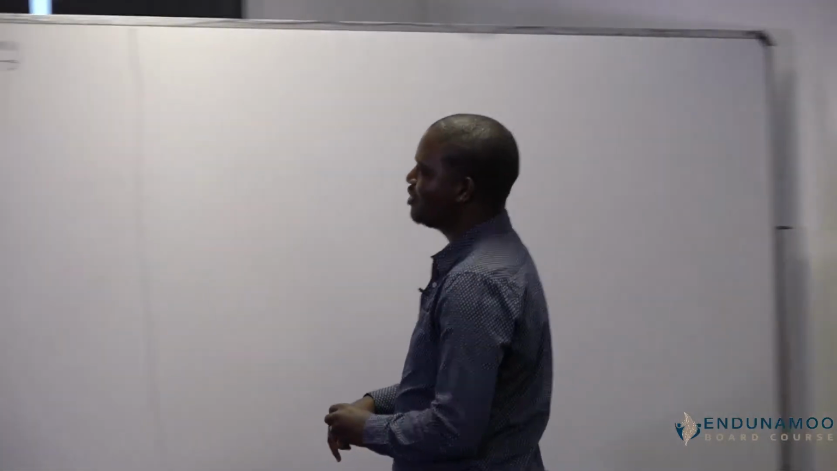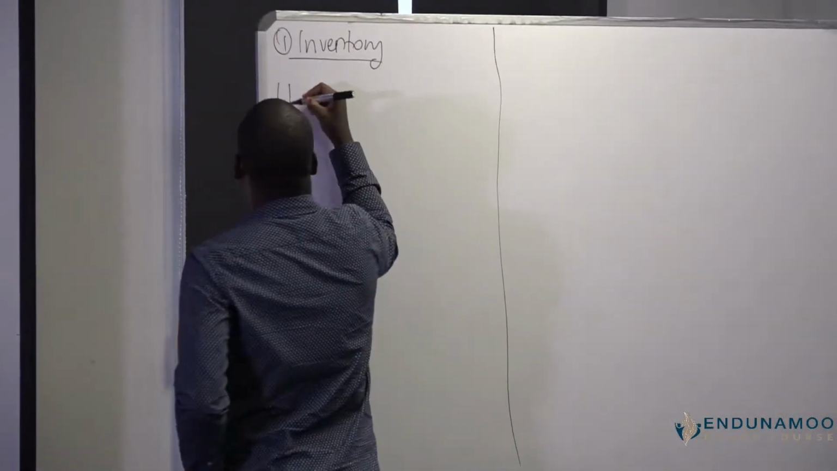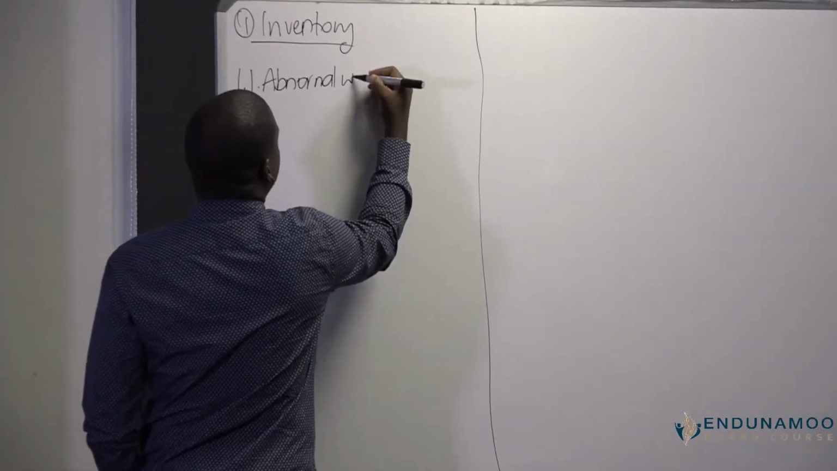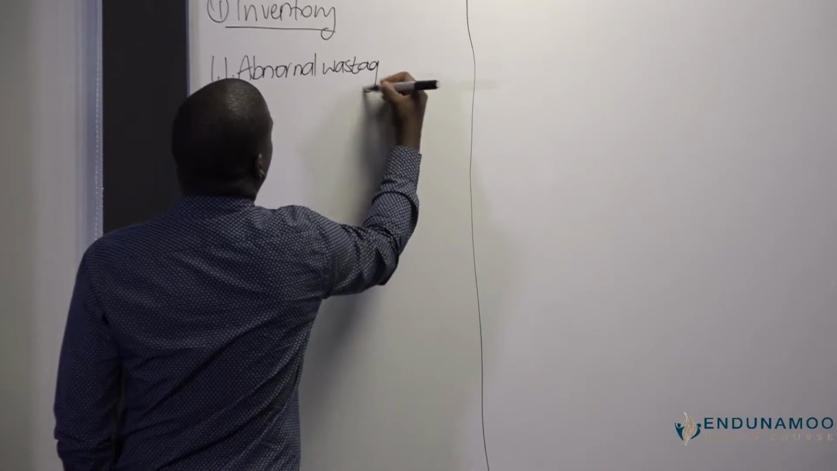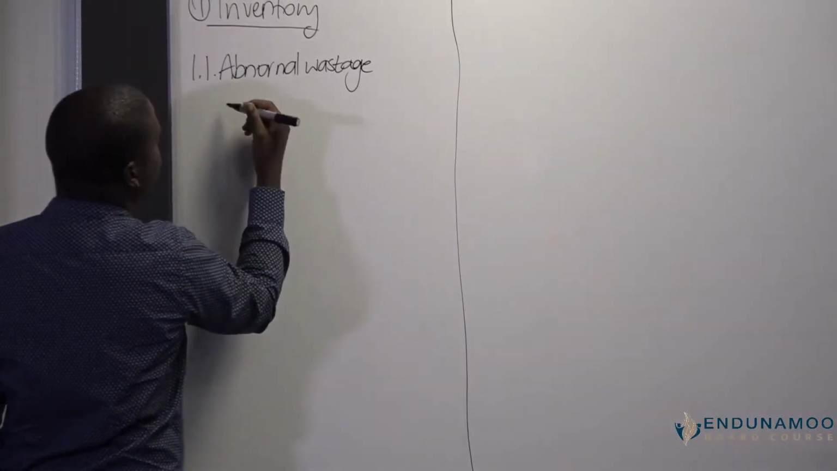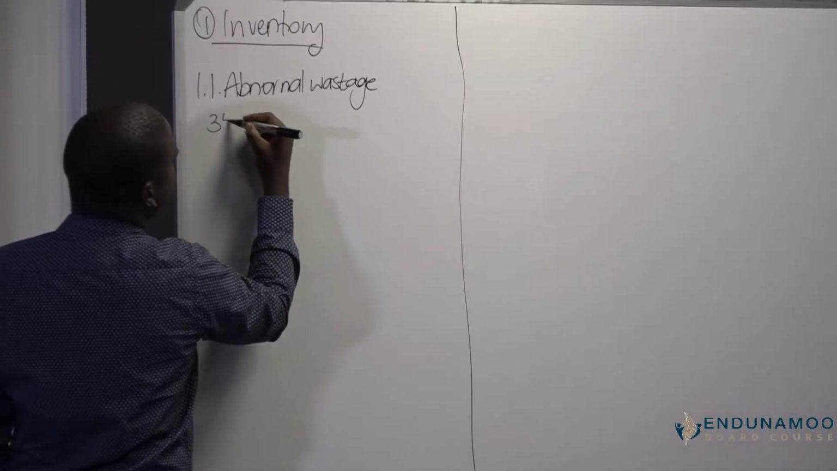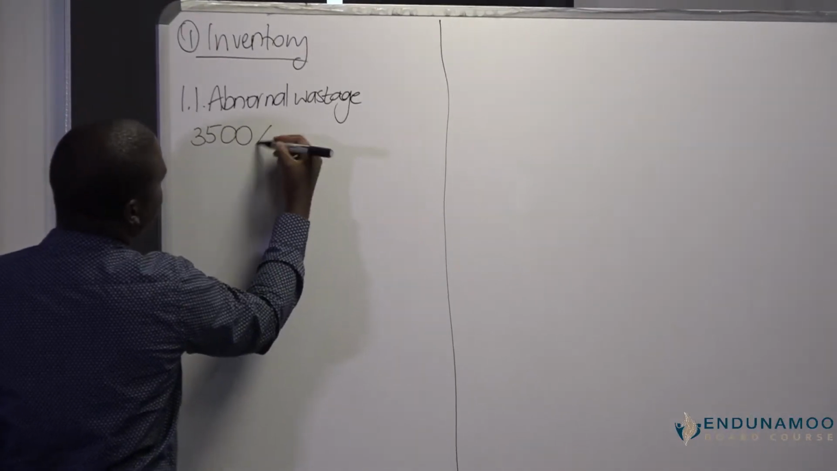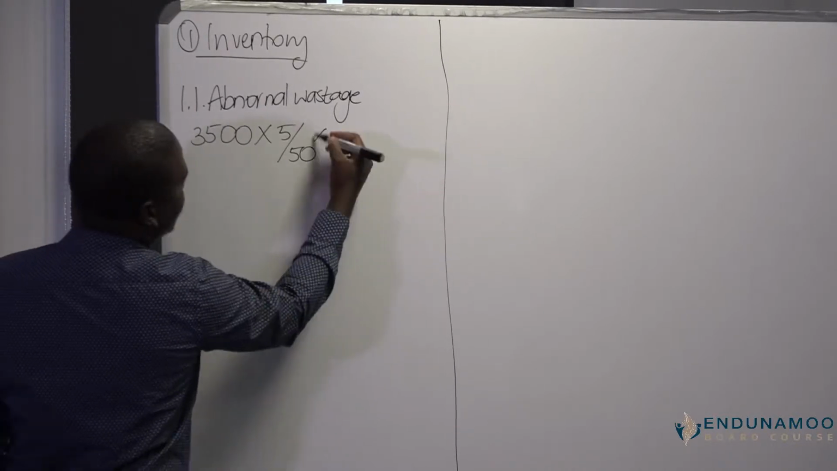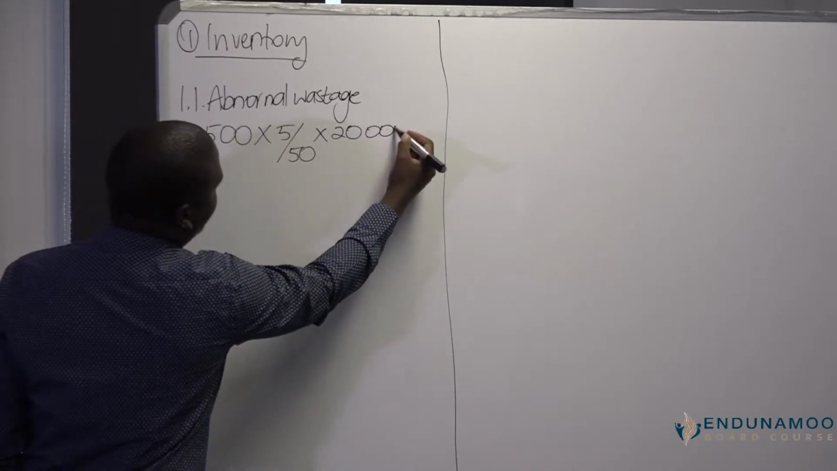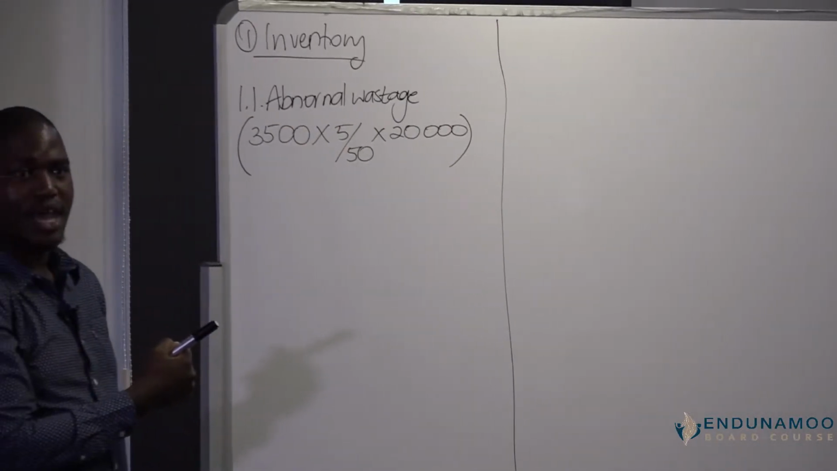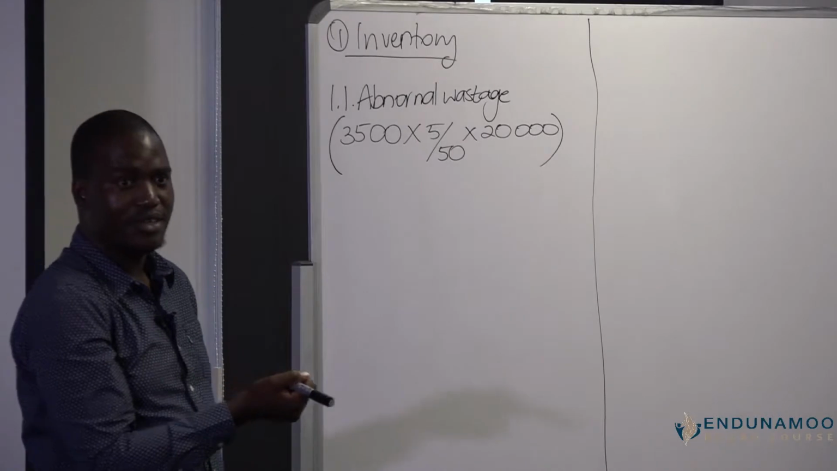So that is the first thing that one needed to do, right? One needed to have abnormal wastage as the first thing. And the abnormal wastage is saying that you need to take what? You will then take 3.5, times 5 out of 50, times the 20,000 items that have been manufactured altogether. And you got 7 million.